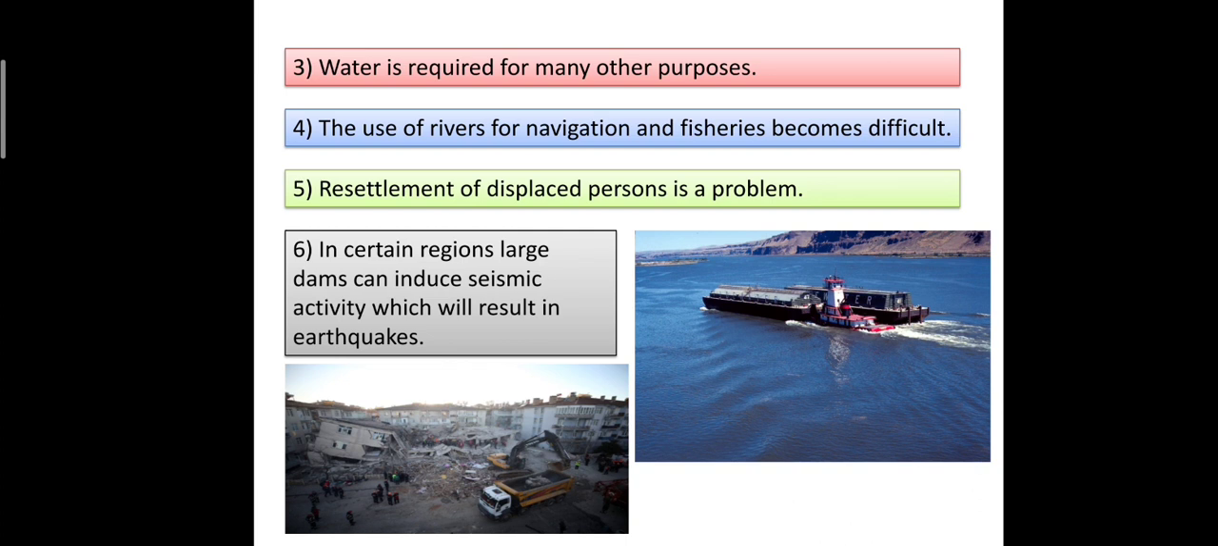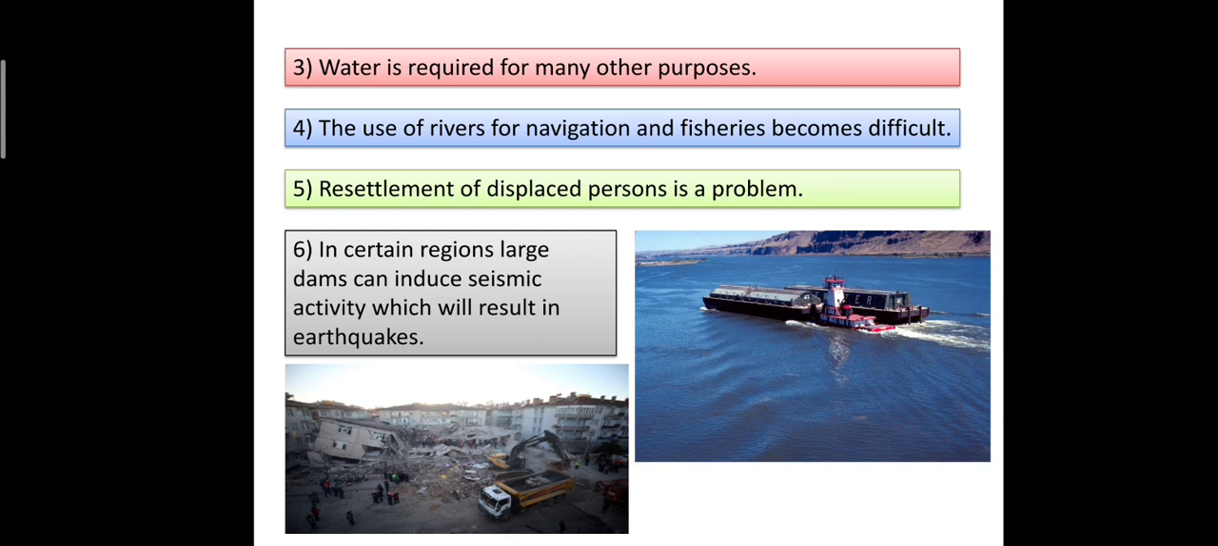The use of rivers for navigation and fishing becomes difficult once the water is dammed for generation of electricity. Also, the resettlement of displaced persons is a problem for which there is no ready solution. Opposition to many large hydroelectric schemes is growing, as most dam projects have been unable to resettle the people who were affected and displaced.